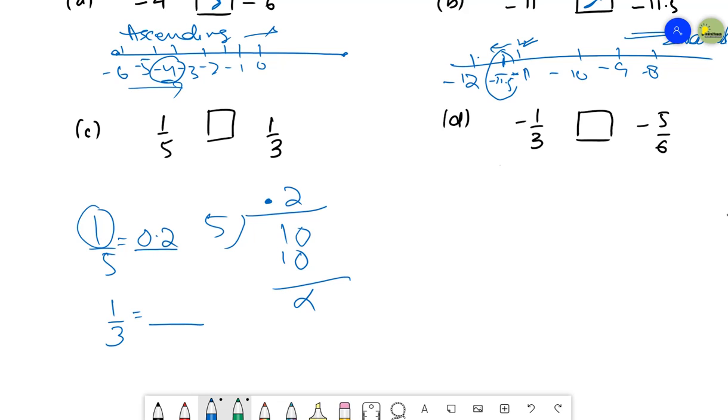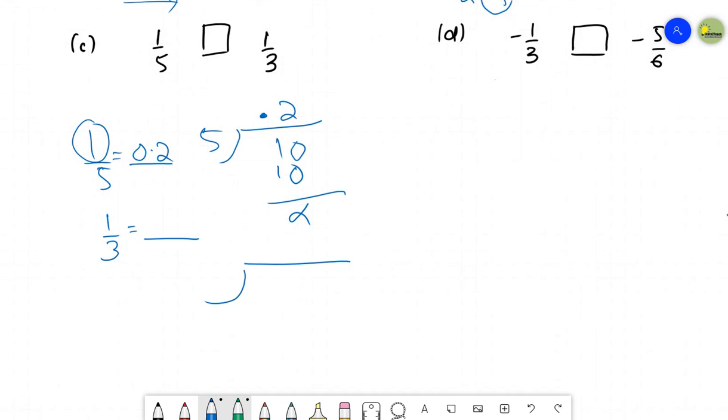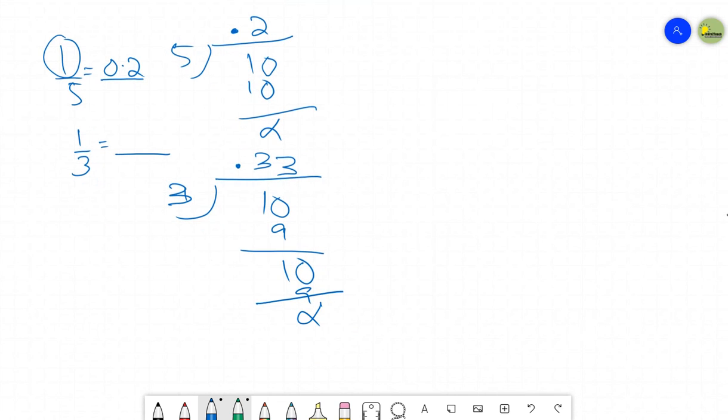Now what about 1 upon 3? Let's divide 1 by 3. This is 3 and this is 1. Again, you have to add a 0 over here, and for this 0 you need to add a decimal point. Now 3 threes are 9. You have 1, then you add a 0, then 3 threes are 9, and this is going to be recurring. You cannot stop this division, because you are going to have 1 and 1 and so on. So this is 0.33333 and so on.